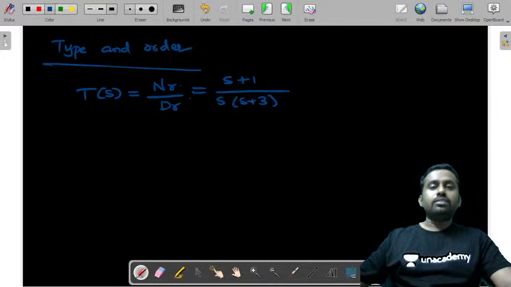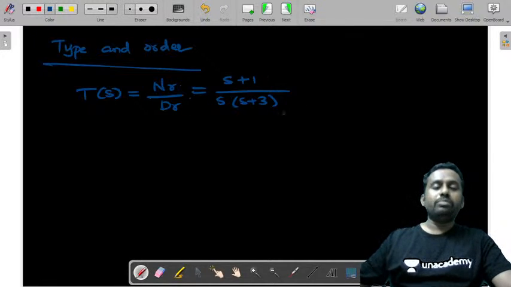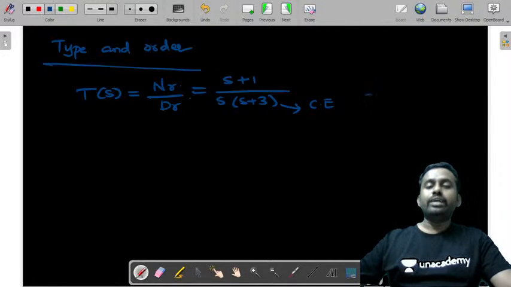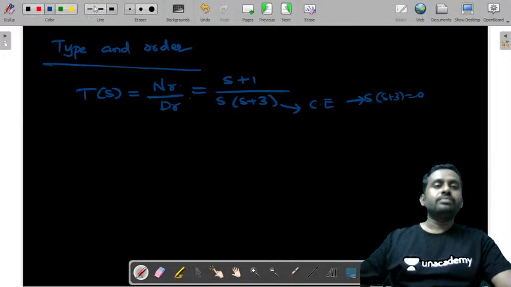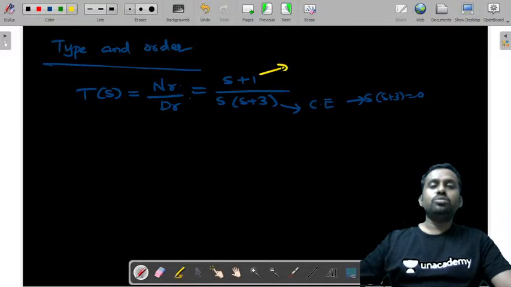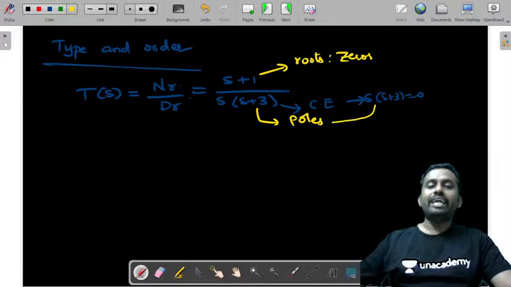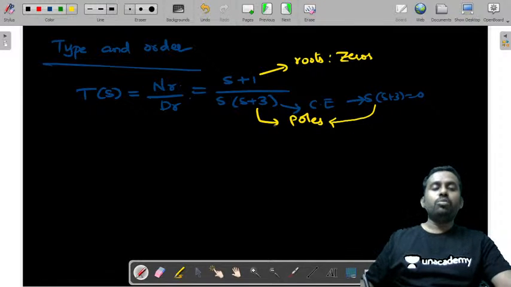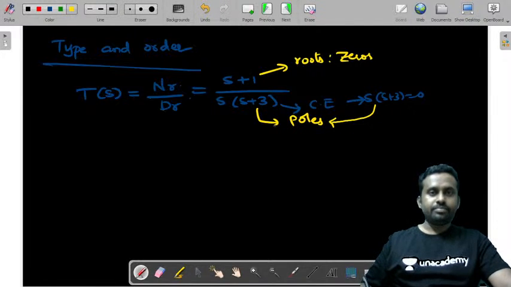So s plus 1 by s into s plus 3. You have a numerator and denominator. Denominator is generally termed as the characteristic equation. So s into s plus 3 is equal to 0 is the characteristic equation. And here the roots of the numerator are called the zeros, and the roots of the denominator, or the roots of the characteristic equation, are called the poles of the transfer function.